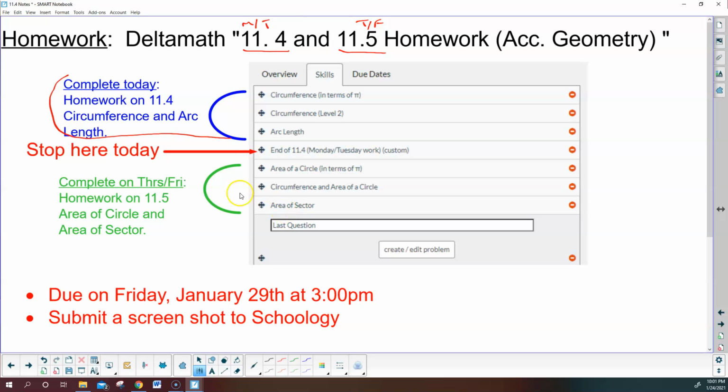And the next work is 11.5. Now you could do area of a circle, but we haven't talked about area of a sector yet. So don't do that. And then this assignment, since we're splitting it up from this week, it's not going to be due until Friday, the 29th at 3 o'clock. And then when you're done, you'll just submit a screenshot of your completed work to Schoology. So you don't have to submit anything today. You just have to do these 3 pieces, and then there's a spot where it says stop.